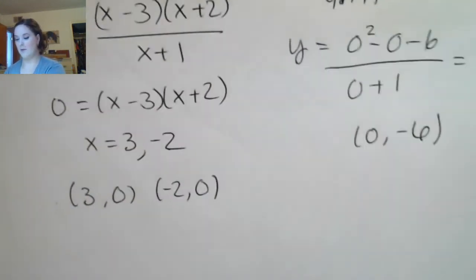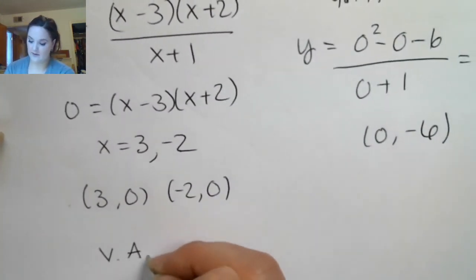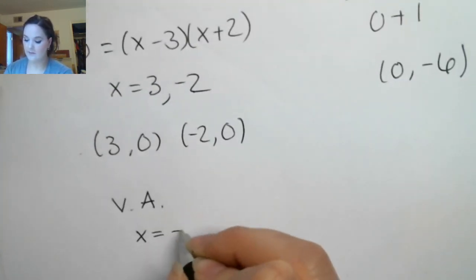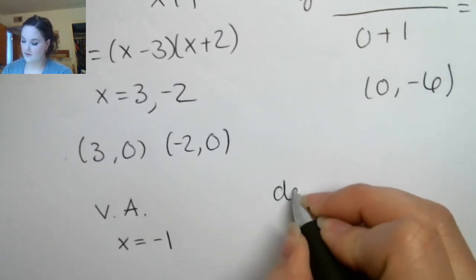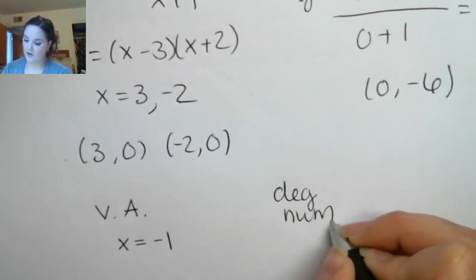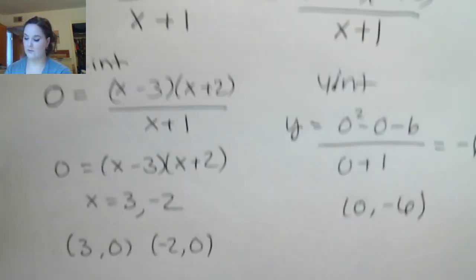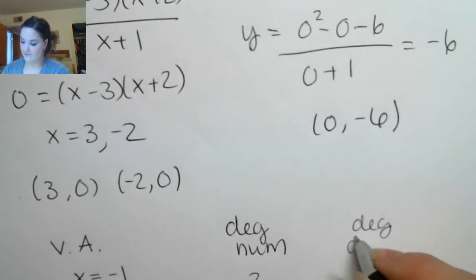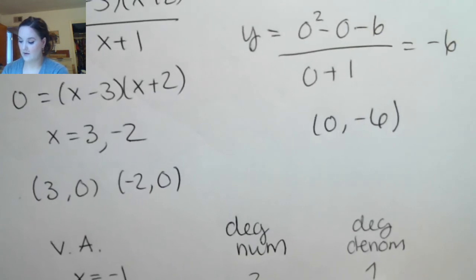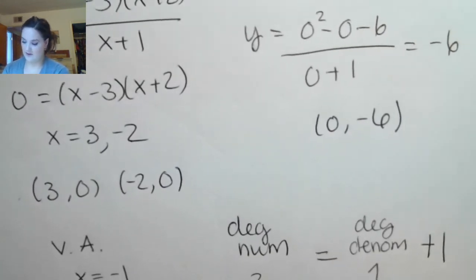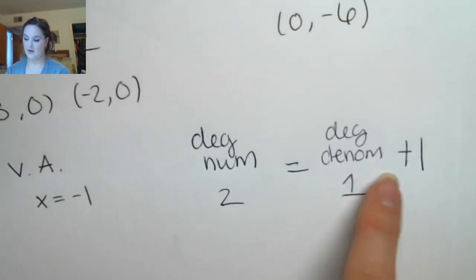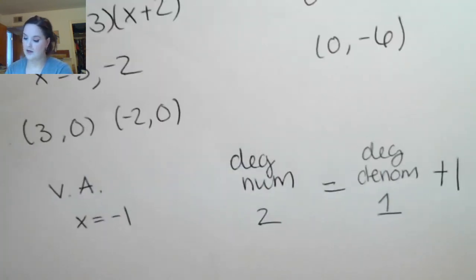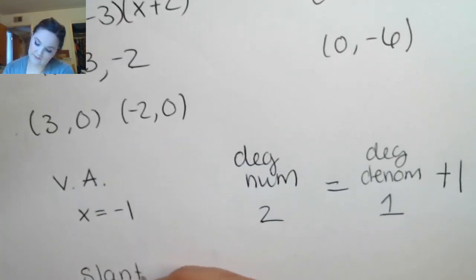Okay, then I'm going to look at my vertical asymptotes. Okay, that comes from the denominator here, so that's going to give us x equals negative 1. Okay, and then we're going to look at the degrees. So the degree of the numerator, you can see it better in the unfactored form, is 2. The degree of the denominator is 1. Okay, so remember, this is a special case where the degree of the denominator plus 1 is the degree of the numerator, right? This is 1 more than this one, okay? So that means there's a slant asymptote.